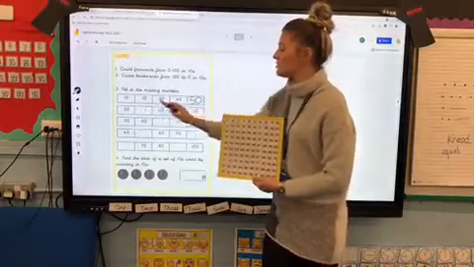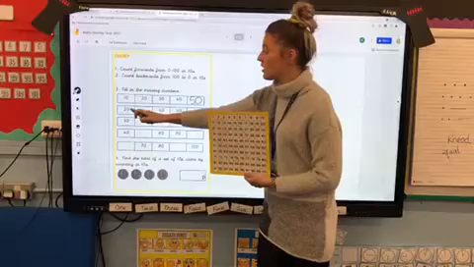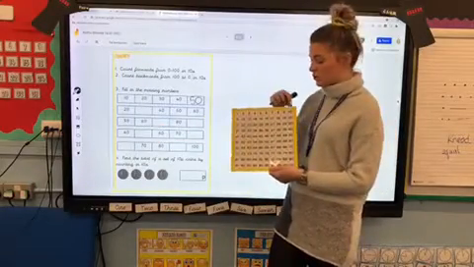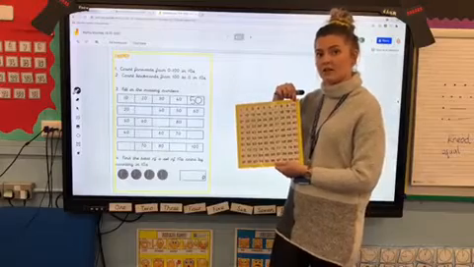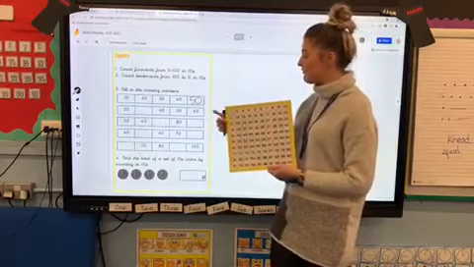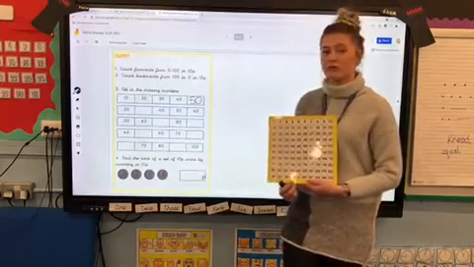I would like you to have a go at completing the others on your own. Each number is different that it starts with. It doesn't always start from 10, so make sure you are looking really carefully. When you have filled in the missing numbers, move on to question 4.